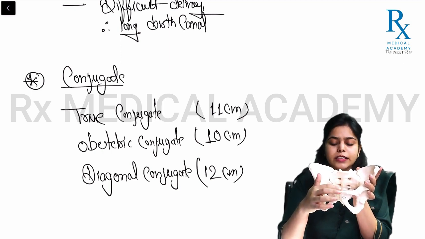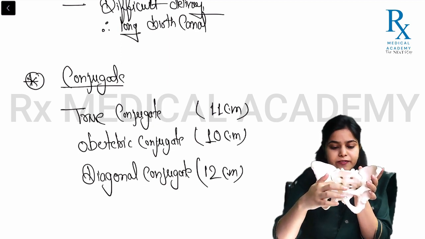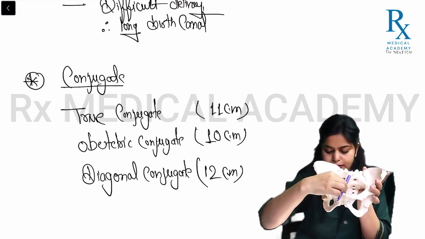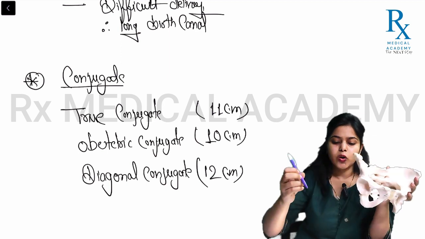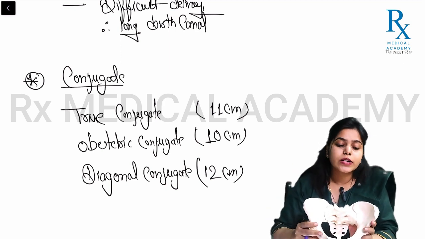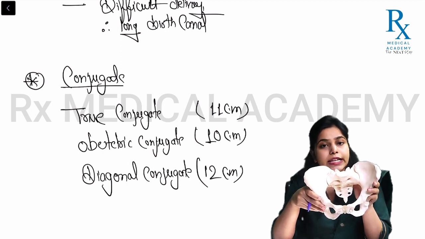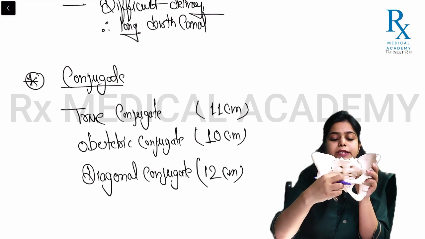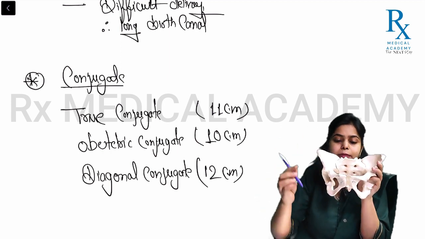It is formed between the posterior superior surface of the pubic symphysis to the mid of the sacral promontory. This one is known as true conjugate. It is also known as anatomical conjugate and conjugate vera, which is found between the posterior surface of the pubic symphysis to the mid of the sacral promontory, which is around 11 centimeter.